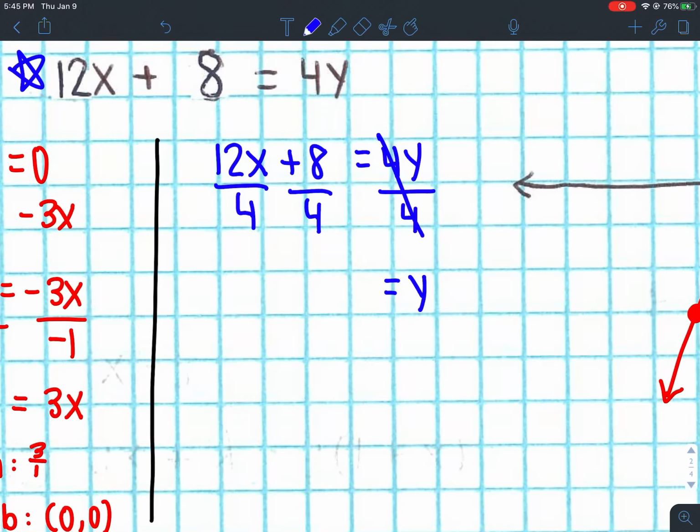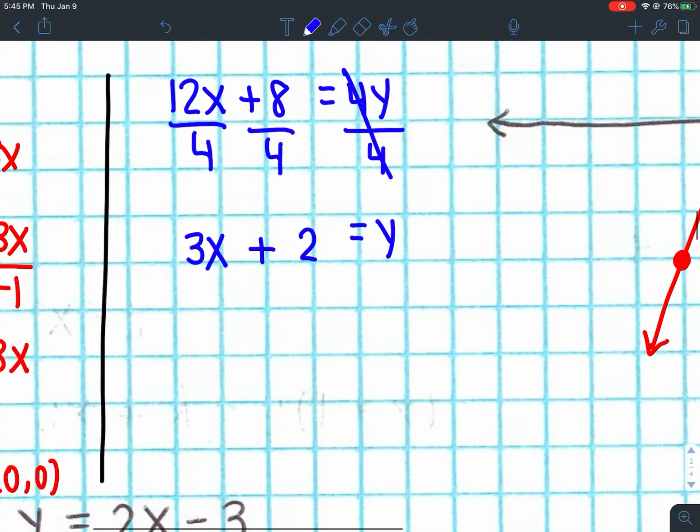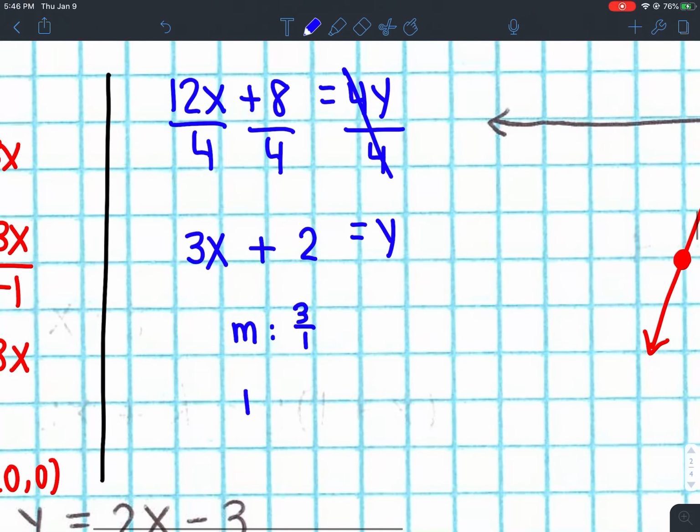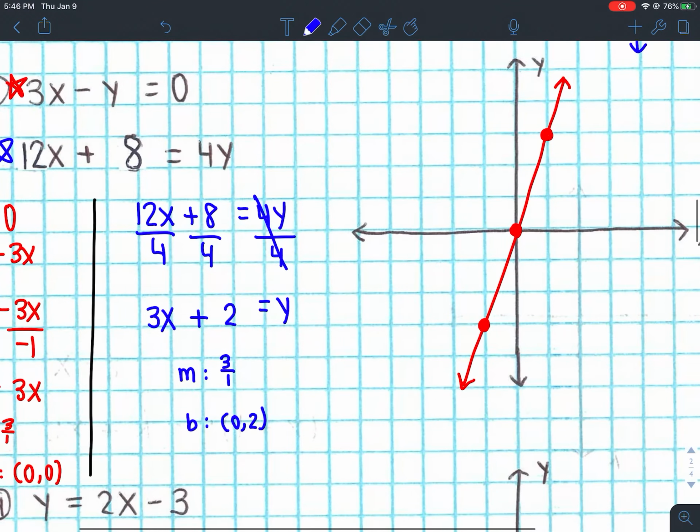So now I have y by itself on that right side, but it's okay that it's on the right. It still works. 12 divided by 4 is 3, so we have 3x, and then 8 divided by 4 is positive 2. So our slope here is positive 3 over 1, and our y-intercept is 0, positive 2. So we have the point 0, 2, which is on the y-axis here.